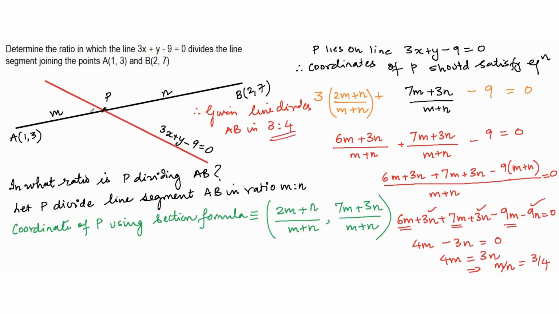So what we did in this particular question was we started off with m:n as the unknown ratio. Using the section formula, we found the coordinate of P, and then because P lies on this particular line, it should satisfy the equation. So we just substituted the x coordinate and y coordinate of P in place of x and y in this particular equation, and that is how we found the value of m:n. So pausing for a minute while you take a look at the detailed solution.